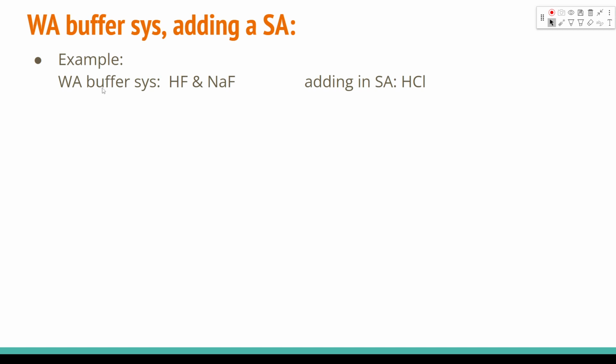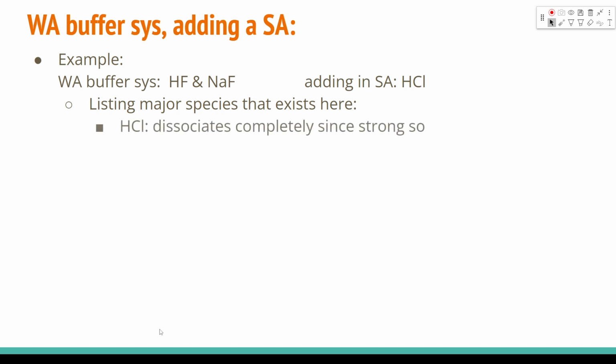So in our weak acid buffer system, our weak acid is HF, and then we have its conjugate base, NaF, because remember the F minus in this salt is the conjugate base. And we're adding a strong acid, which is hydrochloric acid. Okay? And so we're going to list the major species that exist in this system. So we have the buffer system, and we're adding an additional strong acid, the hydrochloric acid again. We have the hydrochloric acid first, because I'll just focus on that. And we know it dissociates completely.